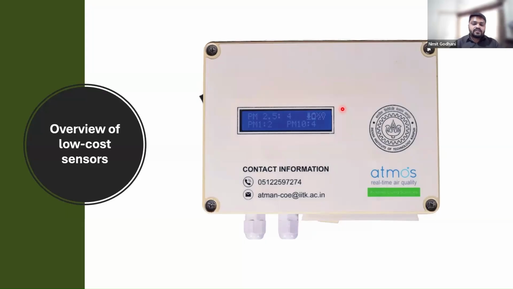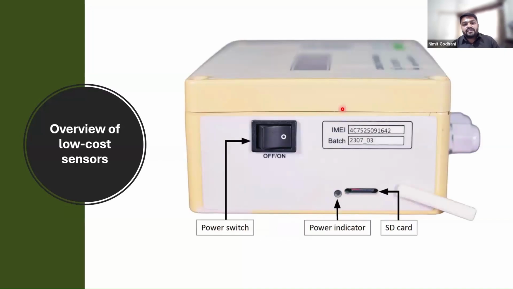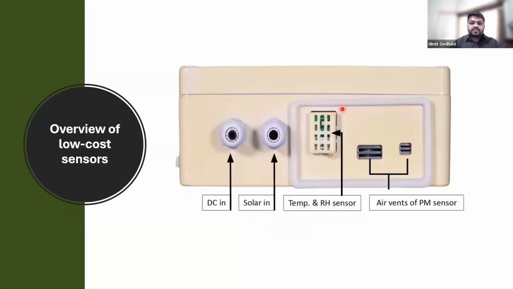We also enabled some GPS data and battery levels to monitor the device frequently. So this is our side view of the power switch. You can see the SD card, power indicators, and the IMEI number we used as a device ID to identify which device is installed at which location, so you can easily get access to the data.